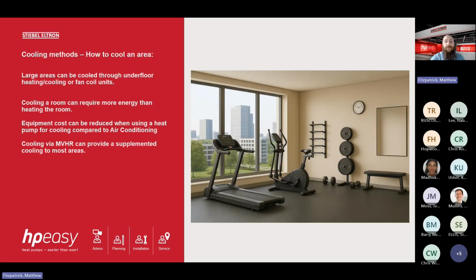So, cooling methods. Large areas can be cooled through underfloor. It's one of the most effective ways, but it is determined by the floor covering. If you have a very high TOG rated carpet, then the cooling may not be as effective because we've got to go through that thermal barrier. If it is very thin carpet, or it's tiles, laminate, or wood, then it is highly effective.